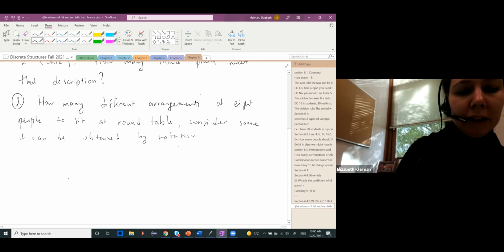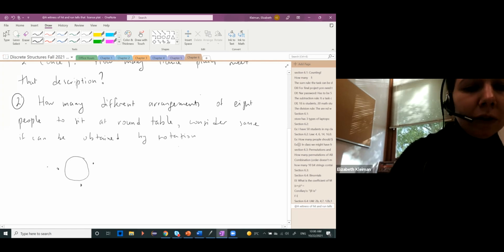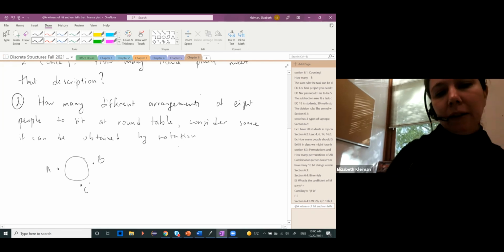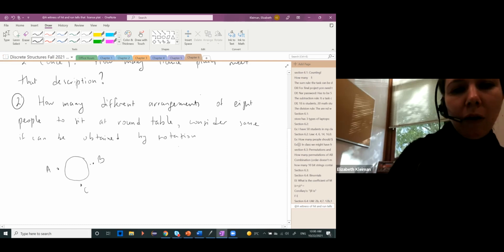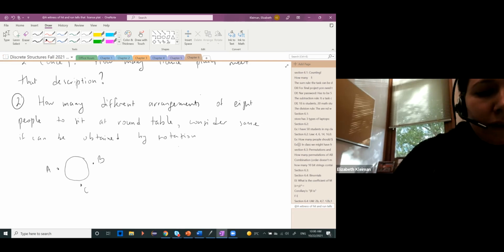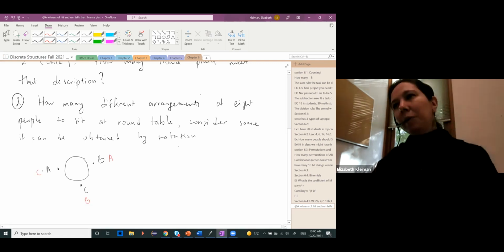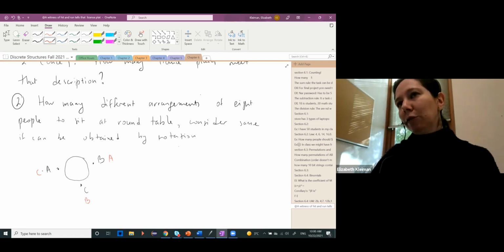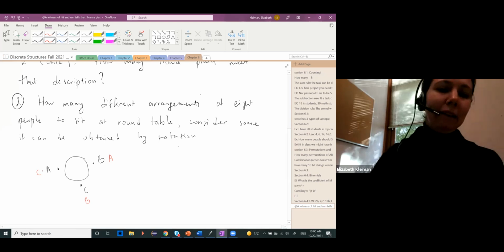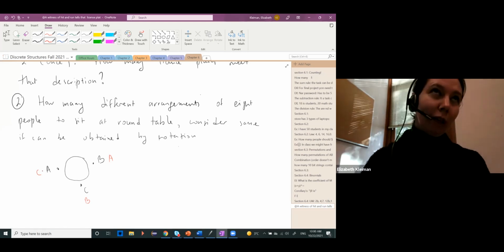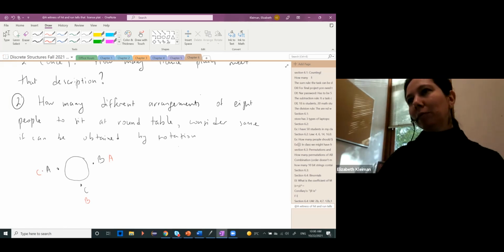So pretty much I have a table out here, and assume I only have, I don't know, 3 people. So person A, B, C. The rotation of A, B, C is still considered the same because I still have the same neighbors. Everybody still has the same neighbors. So this is the same rotation for me, because A has C to the right and B to the left. So same rotation.